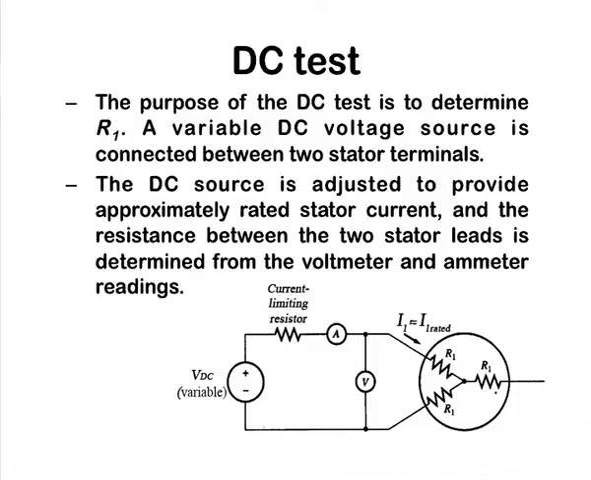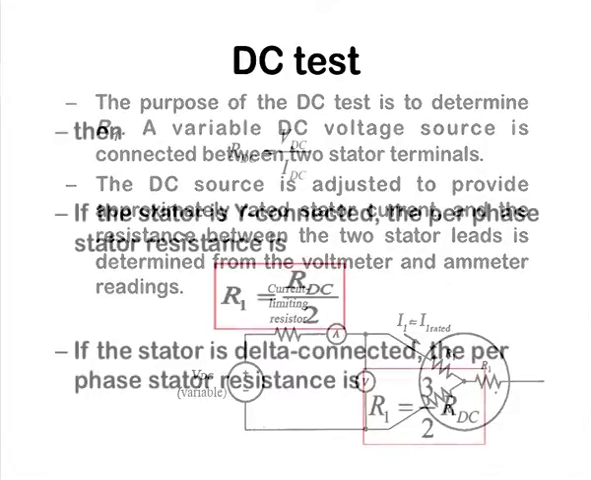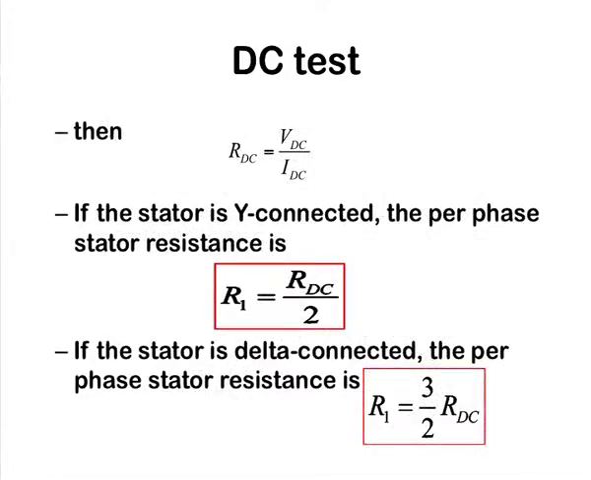A variable DC source is connected between the two stator terminals. The DC source is adjusted to provide approximately rated stator current, and the resistance between the two stator leads is determined from the voltmeter and the ammeter reading as shown in the figure. This is the experimental setup which is being used to determine the stator resistance. So, RDC is given by VDC upon IDC.